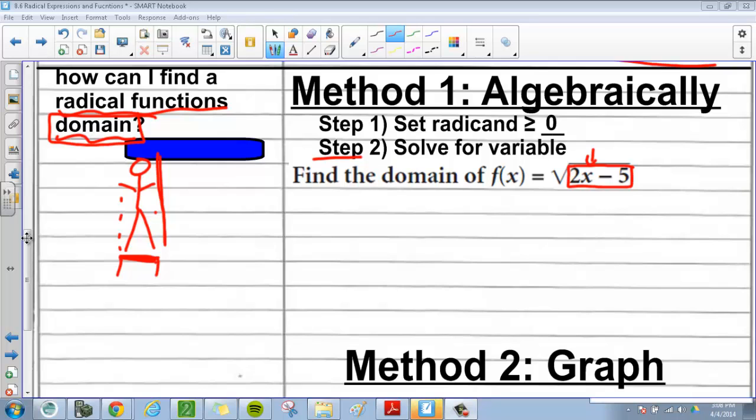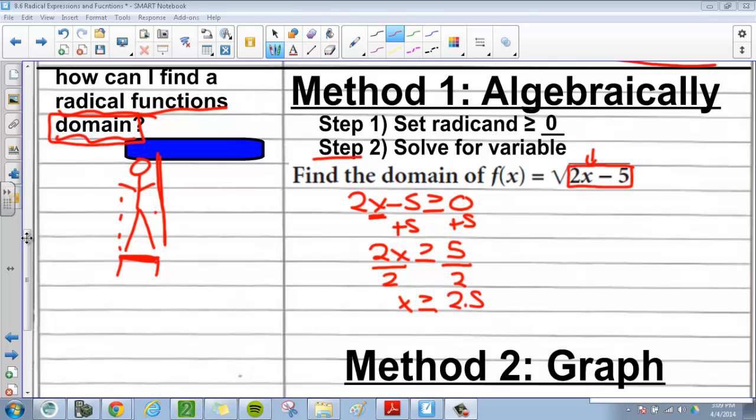So let's do this. Let's set it greater than or equal to 0. I got 2x minus 5 is greater than or equal to 0. And we're going to solve for this x right there. So I'm going to add 5 to both sides. So I got 2x is greater than or equal to 5, and I'm going to divide both sides by 2. So I got x is greater than or equal to 5 divided by 2. Well, that's just 2.5. So my domain for this radicand is x is greater than or equal to 2.5. So all values 2.5 or greater.